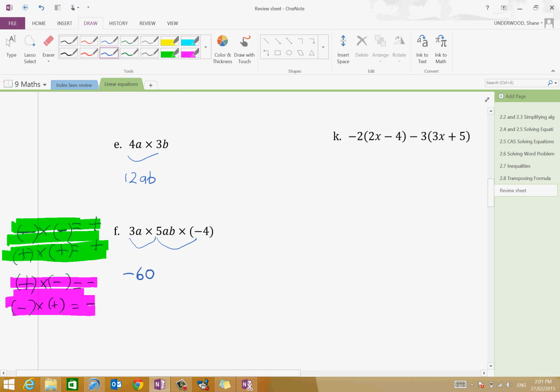What am I doing when I'm multiplying two indices of the same base? Can you please tell me what I am doing to these? Yes, Michael. A to the power of 1 plus 1 is 2, and we've got b to the power of 1. Can I get a show of hands, the students that got this one correct? Okay. Jackson, did you get that? No. What did you do?